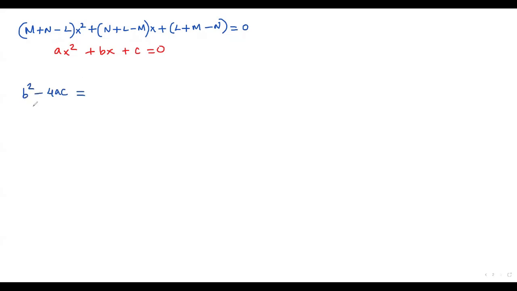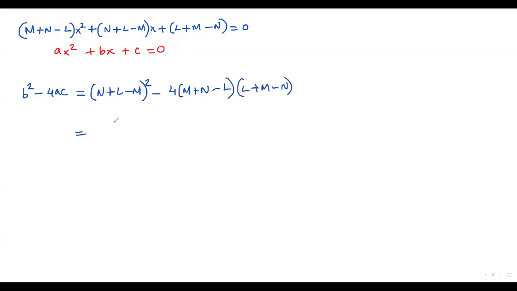Here we have already discussed that b is the coefficient of x. So the coefficient of x in our quadratic equation is (n + l − m), the whole squared, minus 4 times a, the coefficient of x², that is (m + n − l), times c, the constant term, that is (l + m − n).